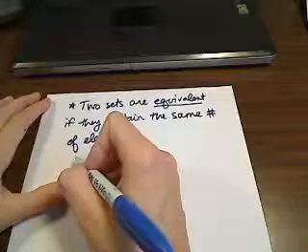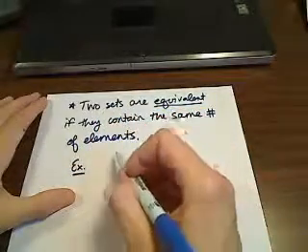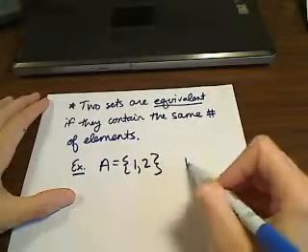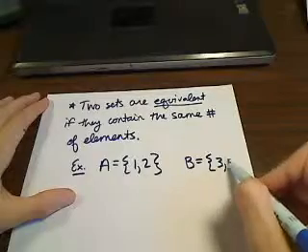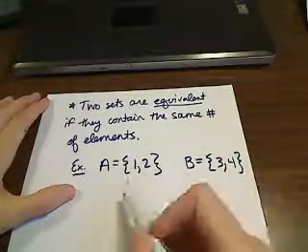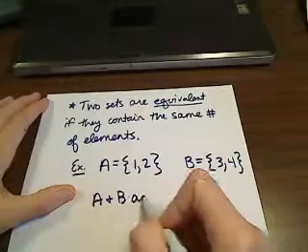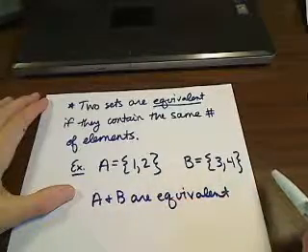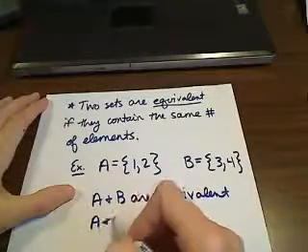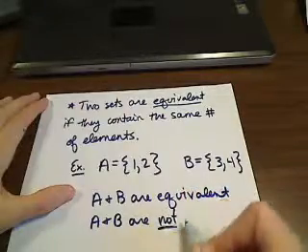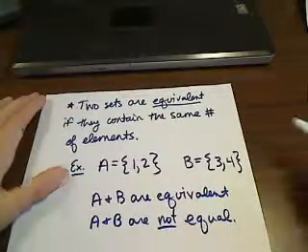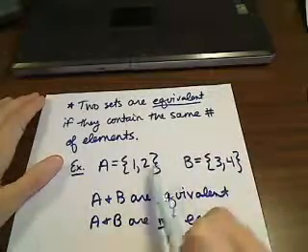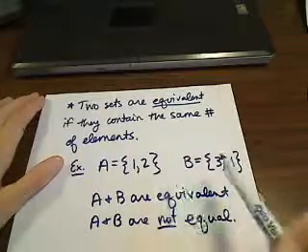Okay. So just to give you an example here, let's say I have set A that has the elements 1 and 2, and I have the set B that has the elements 3 and 4. I can say here that A and B are equivalent. And the reason they're equivalent is they both have 2 elements. Okay? But A and B are not equal because in order for them to be equal, they need to have the exact same elements. So 1 would have to be an element here, 2 would have to be an element here, and vice versa. Okay?